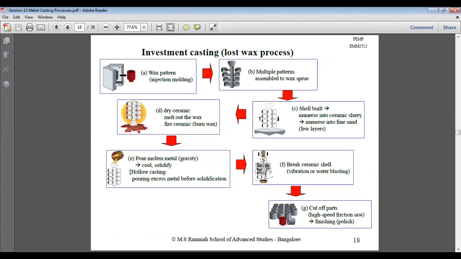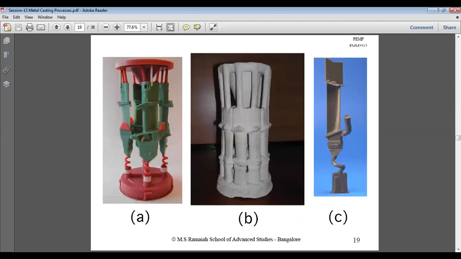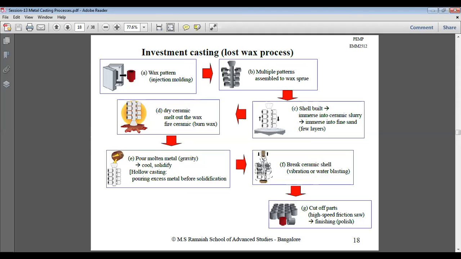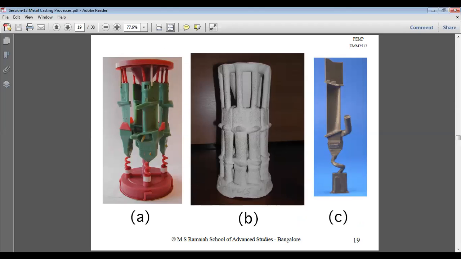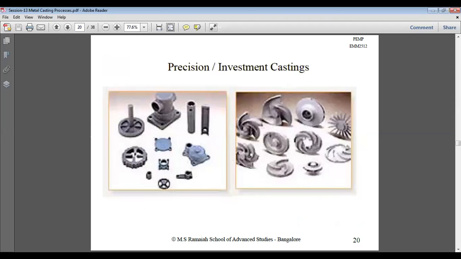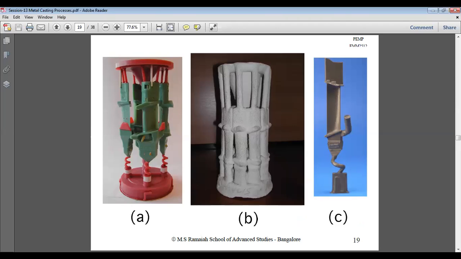Now this is investment casting, that is lost wax casting. As we have studied earlier, the wax is lost and there is no recovery of the pattern. That's why it's called lost wax or investment casting. These are the parts that are made by investment castings.